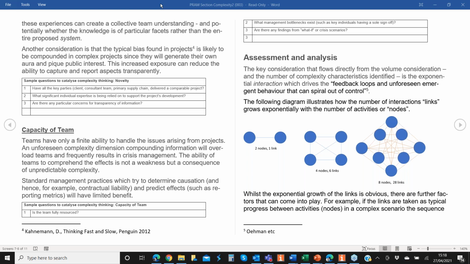Okay. So then there was a section on the assessment and analysis of complexity, and just a simple diagram to illustrate how the number of connections increases dramatically the more nodes you have. Hopefully that's a nice simple diagram that conveys that point. And then going on to the next page.